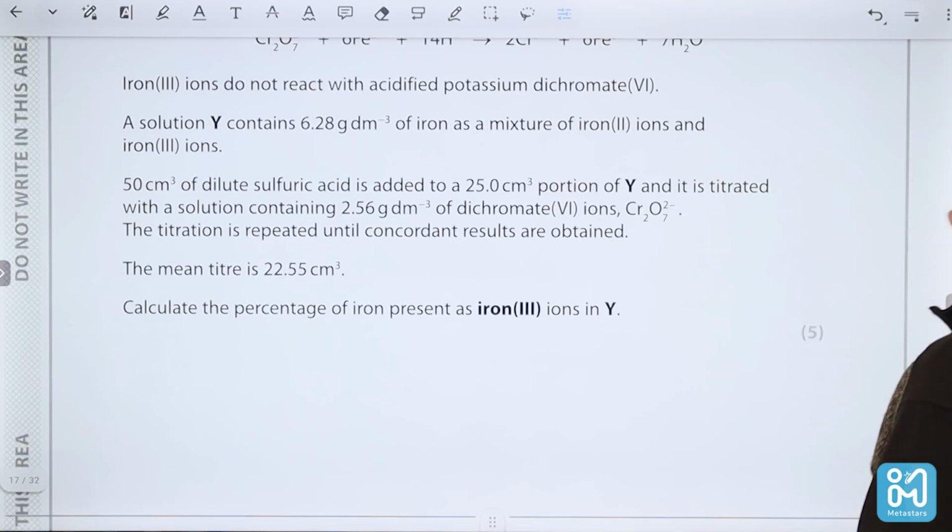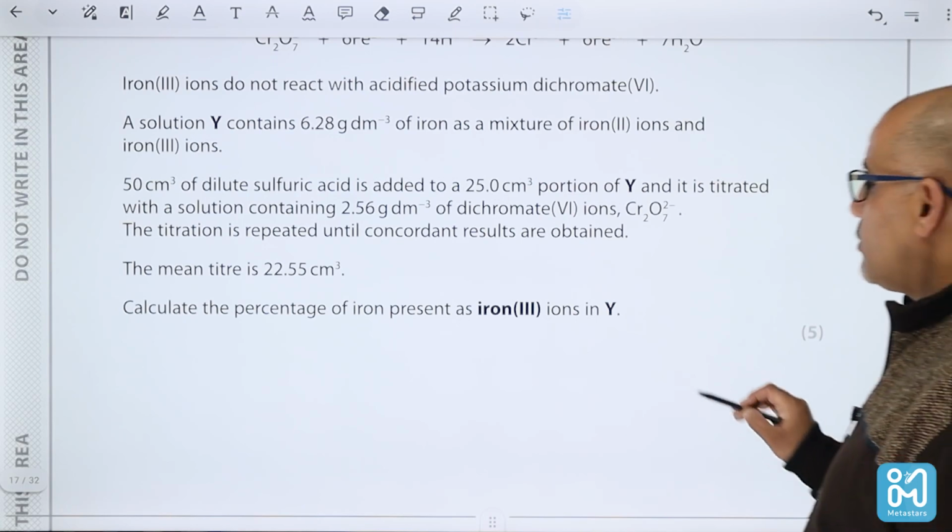Here we have 50 cubic centimeters of dilute sulfuric acid added to 25 cubic centimeter portions of Y, and it is titrated with a solution of 2.56 grams of dichromate ion, and the titration is repeated until concordant results are obtained. The mean titer of the dichromate is 22.55 cubic centimeters. Then he's asking you to calculate the percentage of iron 3 ion.